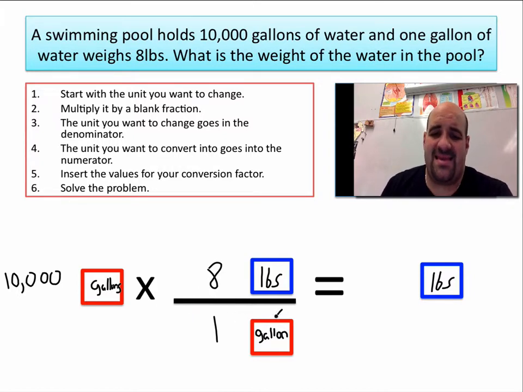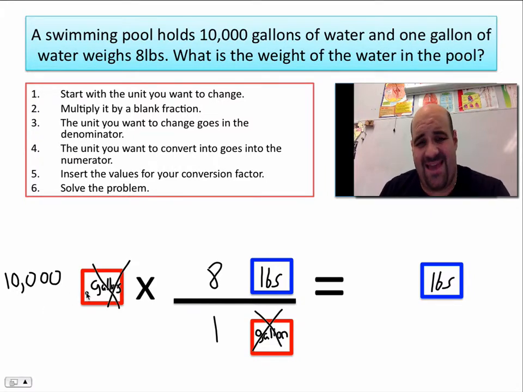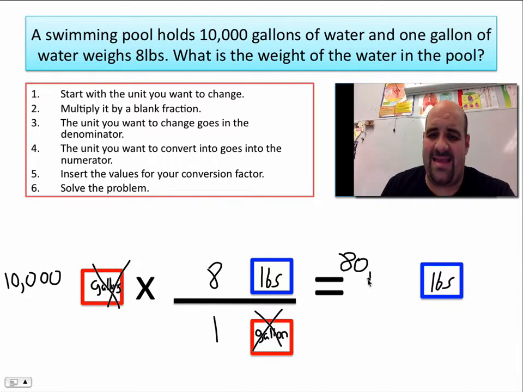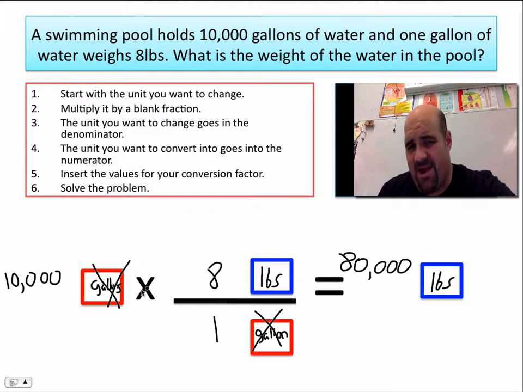How would we solve this? These gallons are going to cancel. Again, you're going to multiply 10,000 times 8. It's going to be somewhere around 80,000. Again, 8 is not the exact calculation. It's 7 point something. But roughly, this is the process. It's the process that's important for you to learn right now.